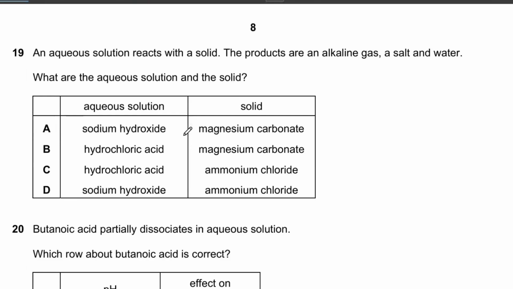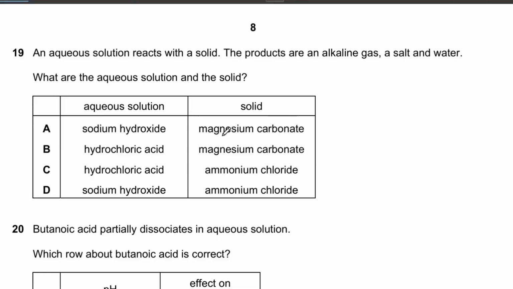Question 19. An aqueous solution reacts with a solid. The products are an alkaline gas, a salt, and water. What are the aqueous solution and the solid? One of the products is an alkaline gas. That means the aqueous solution is an alkali. So that means the answer is between A and D.